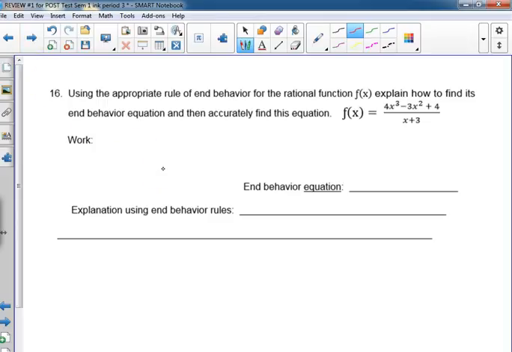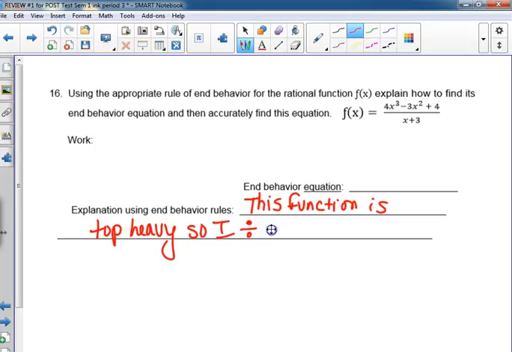All right, this one says use appropriate rules of end behavior for this rational function and explain. Okay, so your explanation is that this equation is what? Yes. This function is top heavy. So I need to find what? I need to divide to find end behavior. Yes? Okay. I'm not thinking the top is going to factor, so I'm not thinking we have to worry about like a hole or anything. I think with just dividing out. Okay, we have -3 from the divisor. Everybody good? That's the 0 in the denominator.